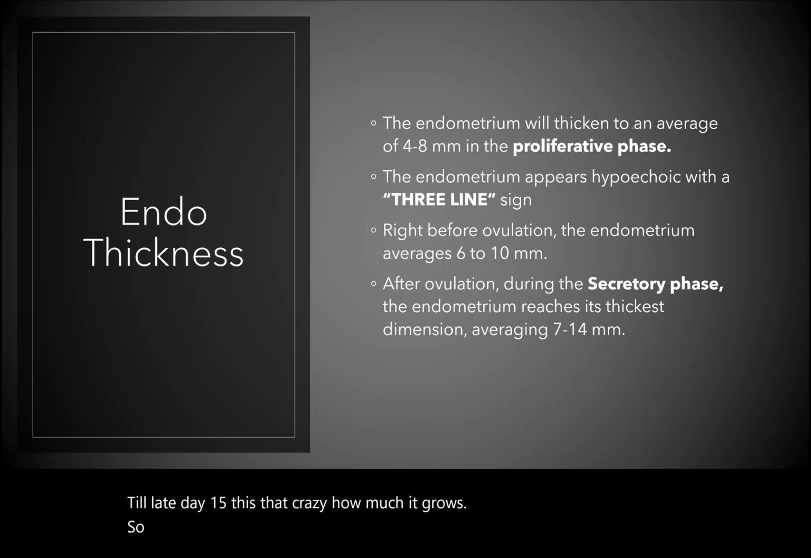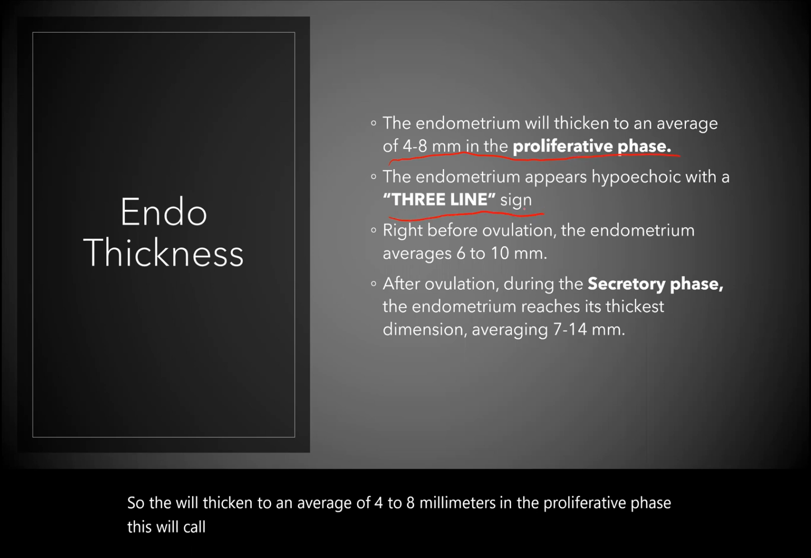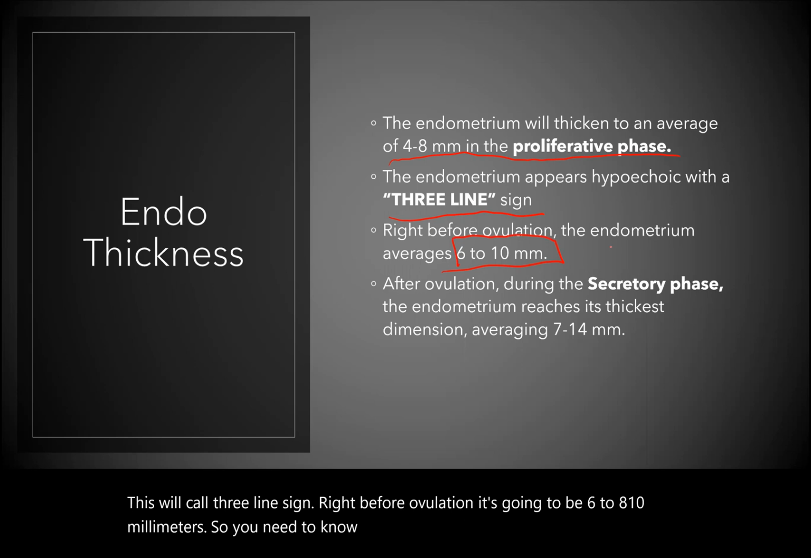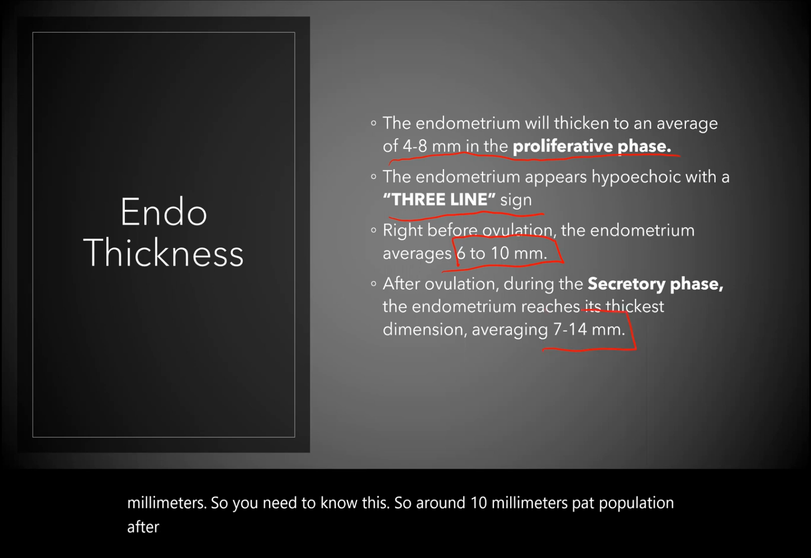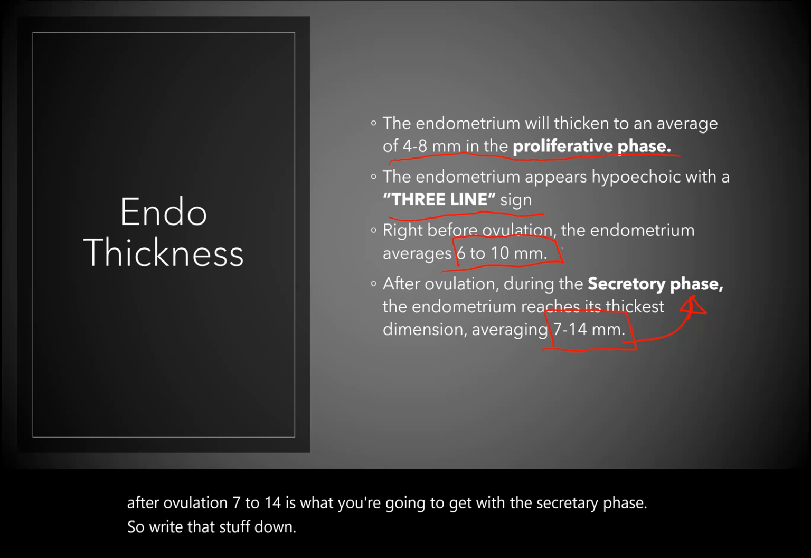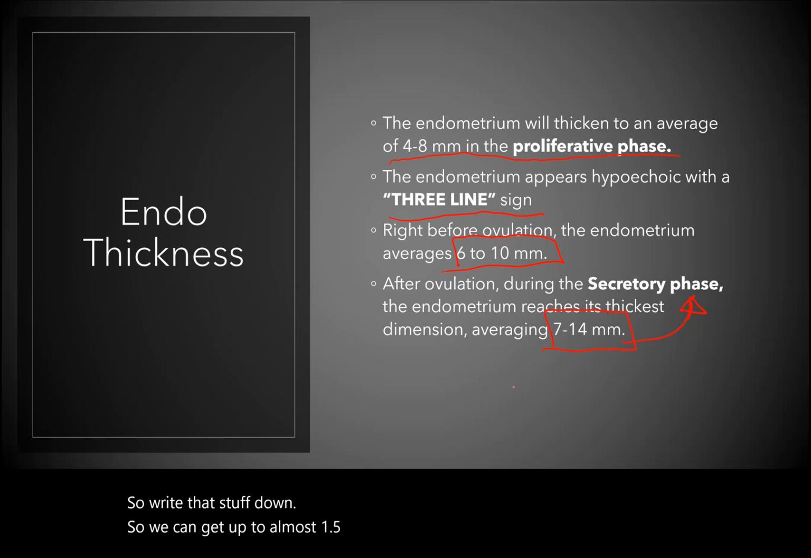So the endometrium will thicken to an average of 4 to 8 millimeters in the proliferative phase. This will call 3-line sign. Right before ovulation, it's going to be 6 to 8, 10 millimeters. So you need to know this. So around 10 millimeters at ovulation. After ovulation, 7 to 14 is what you're going to get with the secretory phase. So write that stuff down. So it can get up to almost 1.5 centimeters. If it's greater than 1.5 centimeters, it's too thick.